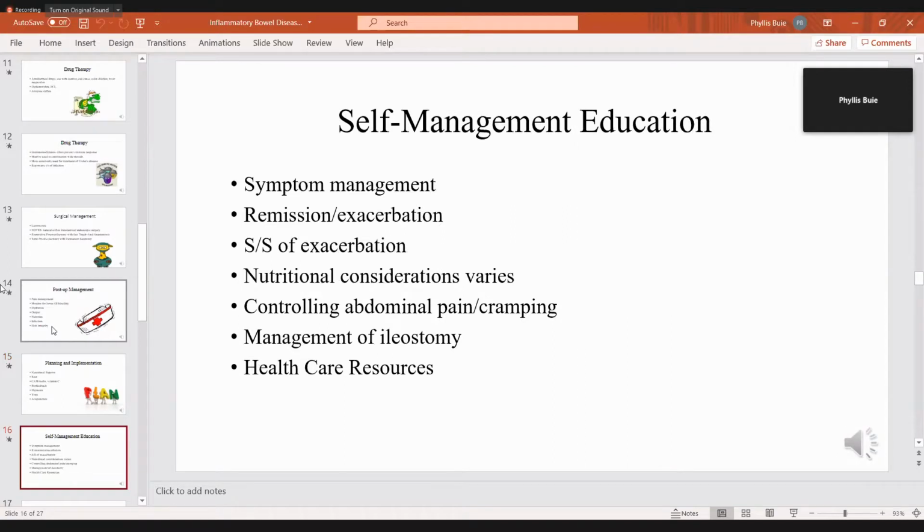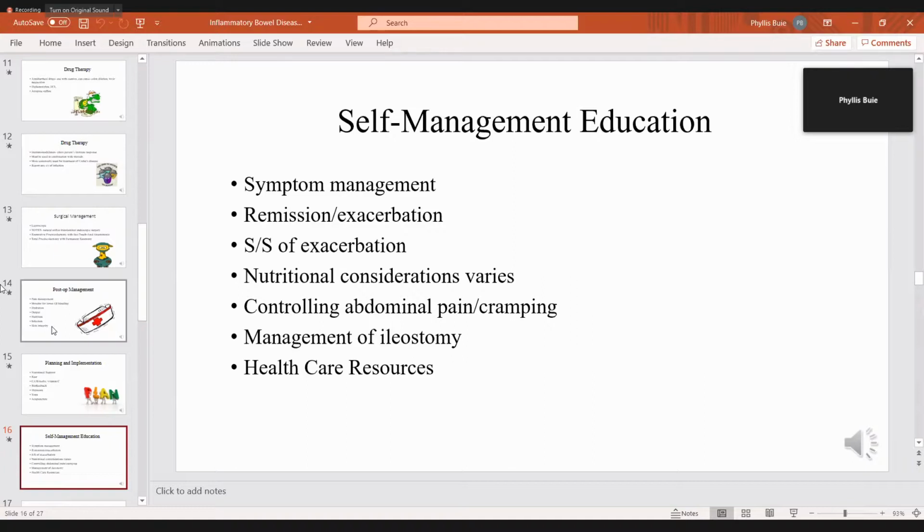So let's talk a little bit about self-management education. So what are we going to teach these patients? Well, we need to teach them about the symptoms. How do their symptoms present? Because my symptoms may not present like your symptoms do.